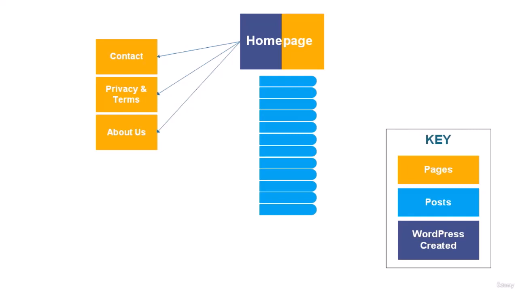The first website we're going to tackle is the blog. It's relatively easy. The homepage can be the blog itself, listing all of the blog posts, or we could have a static homepage and then have a separate blog page. We'll have a look at both. But then we've got the WordPress pages, contact, privacy terms and about us, which are fairly standard for all the sites we're going to build.